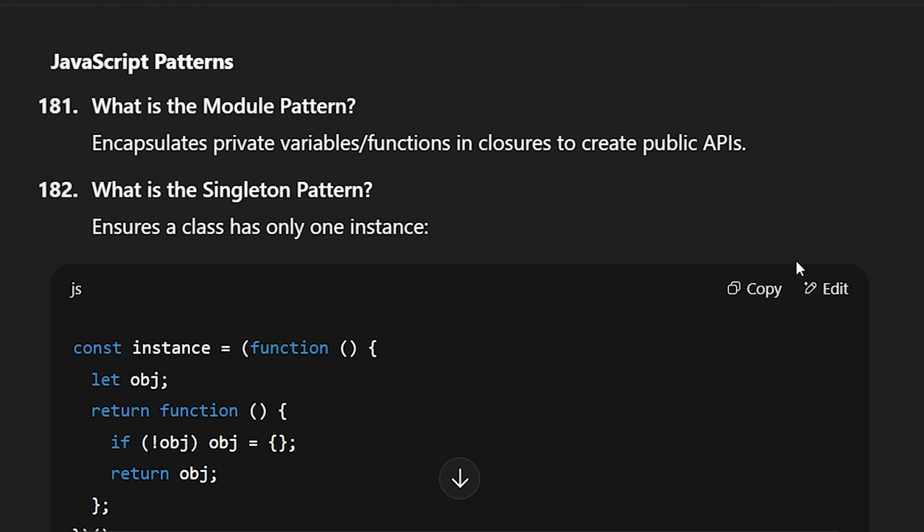JavaScript Patterns. 181. What is the module pattern? Encapsulates private variables, functions, and closures to create public APIs.